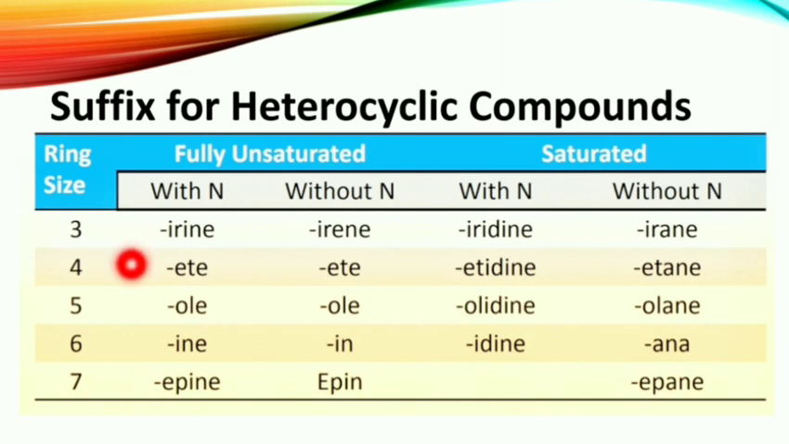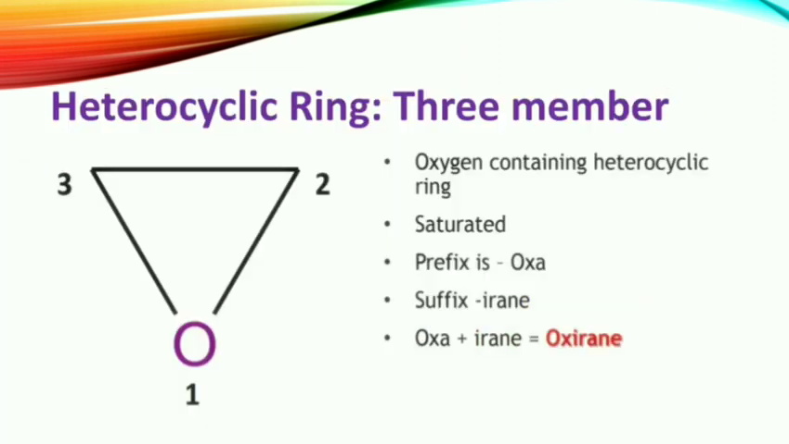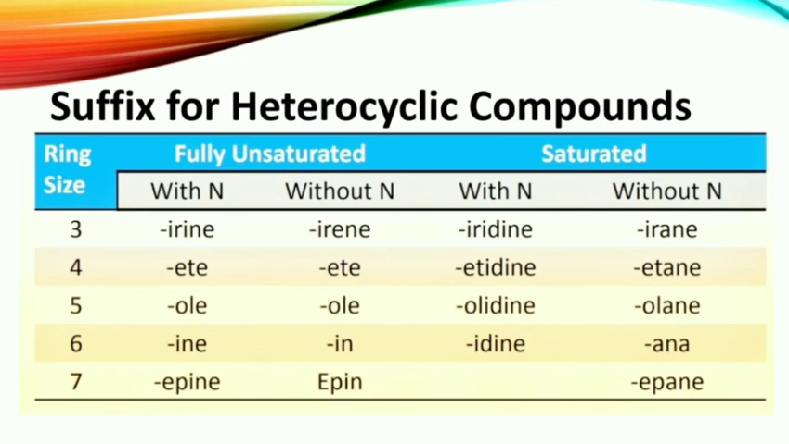Here I have mentioned the 4-member, 5-member, 6-member and 7-member ring structures. Mostly we have the 5-member and 6-member ring structures, so we can discuss those. If an unsaturated 5-member ring is present and nitrogen is present in the structure, you have to use ole as a suffix. If it is without nitrogen and unsaturated, you also use ole, the same for this. Then if the compound is saturated, you use olidine with nitrogen, and without nitrogen you use olane.